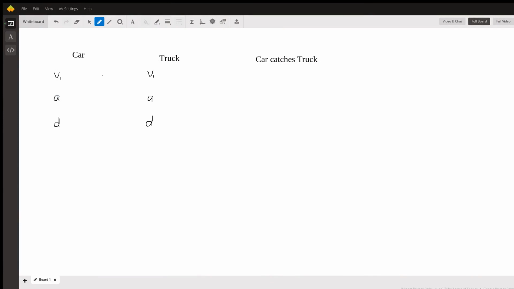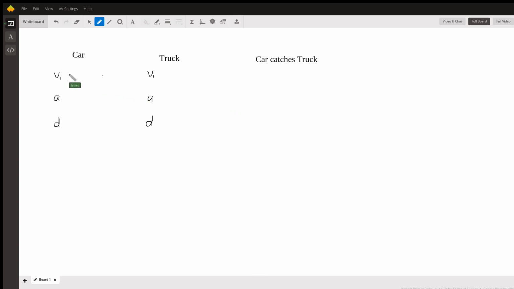Car catching the truck. This is a great problem for taking those kinematics equations that I'm sure you've worked with already and using them in a new, more interpretive way. Let's start by establishing what we know about the motion of the car and the truck individually, and then see how we can use that information to figure out when and where the car catches the truck.